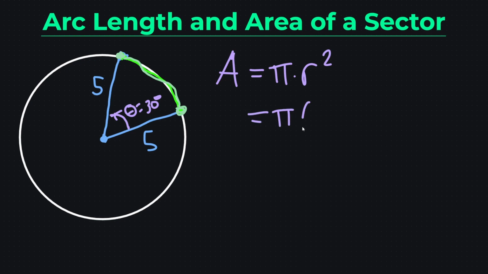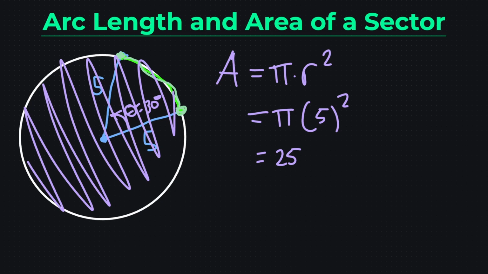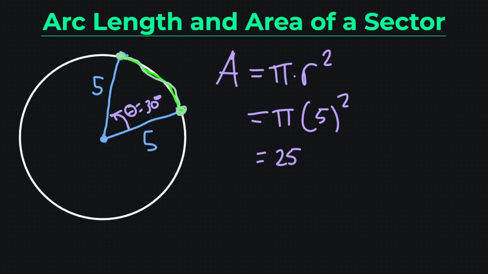That's going to equal pi times 5 squared, which is 25 pi. But that is not our answer. That's the answer for the entirety of the circle, the area of everything. But we don't care about everything here. We only care about one small chunk. And once again, very similar to previously, we're going to find out how much of a chunk.